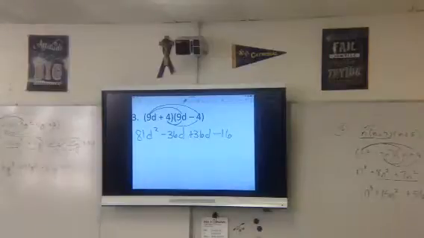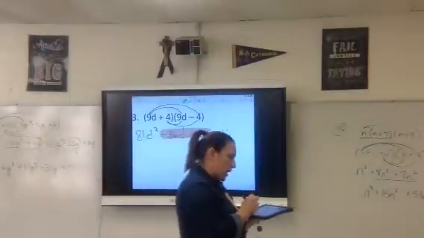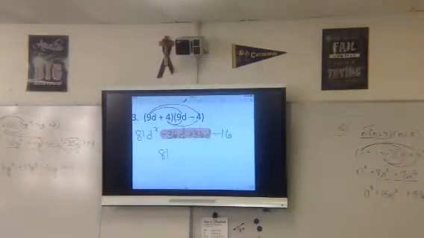Negative 16, very good. Now, when I combined in the middle here, what do we see? Yeah, in this case they go to 0, right? A negative 36, a positive 36 are going to cancel out. And we're going to get 81d squared minus 16. Okay? And that's going to be your answer.